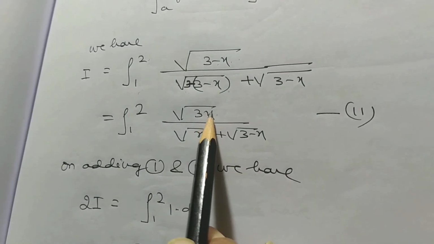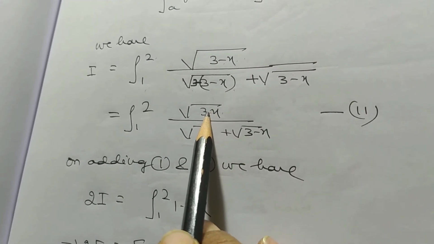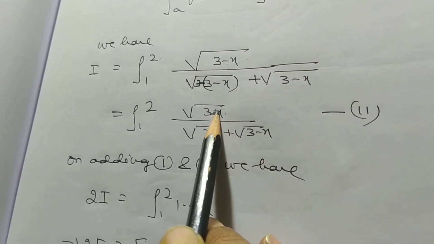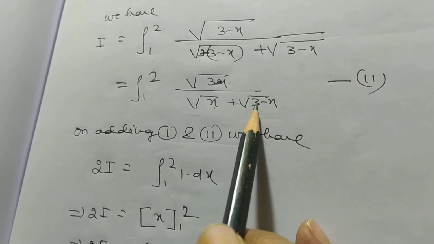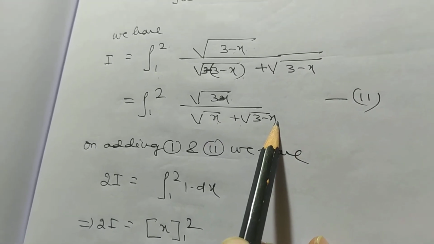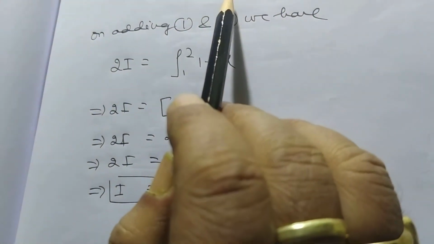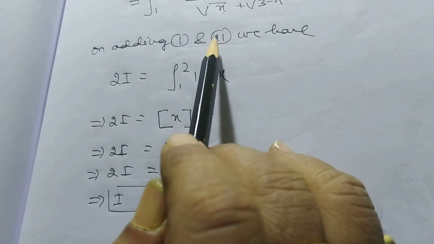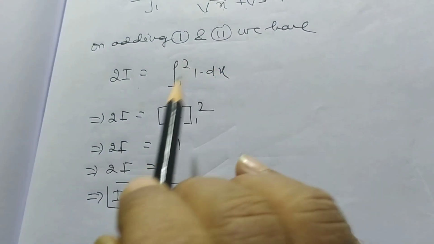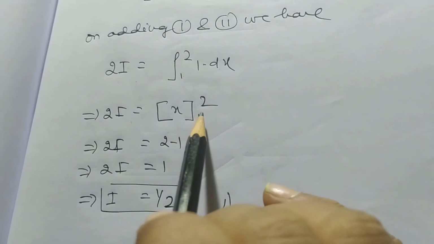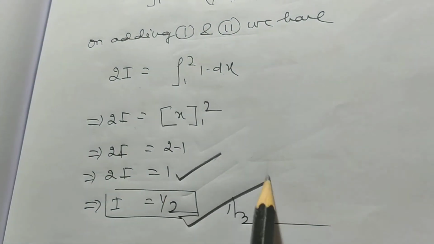So it will be integral 1 to 2 root 3 minus x by (root x plus root 3 minus x). Adding first and second, we have 2I is equal to integral 1 to 2, 1 into dx. 2I is equal to x from 1 to 2, that is I is equal to 1, I is equal to half.